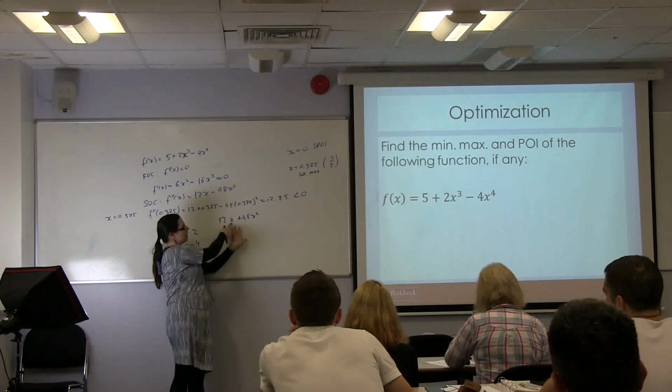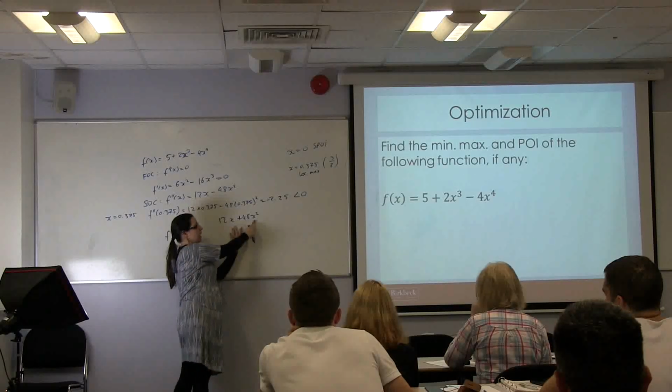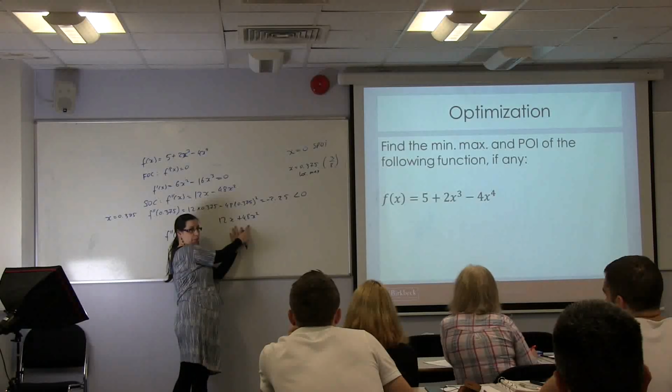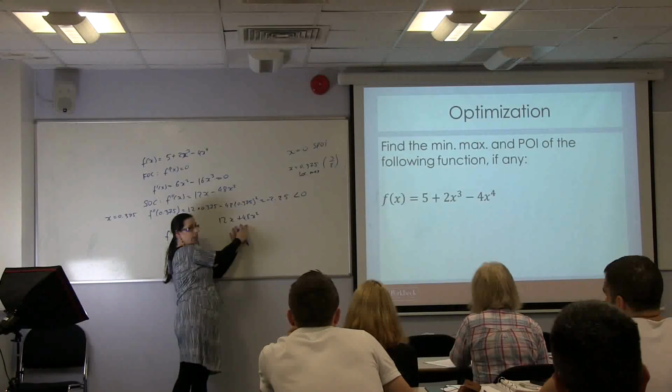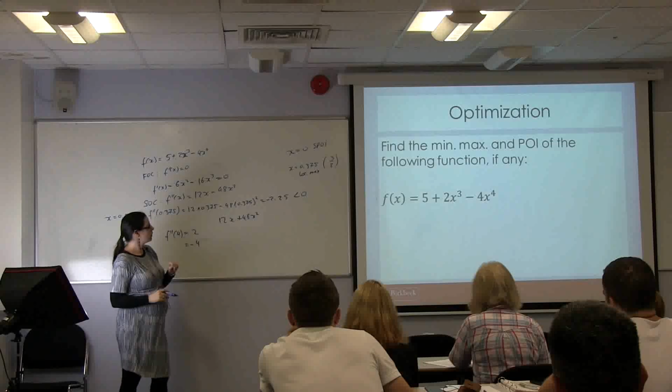Because if it's negative here, I'm only multiplying it by 12. But if it's negative here, I square it and multiply it with a much, much bigger positive number. So that's probably it. Because then it's quadratic.